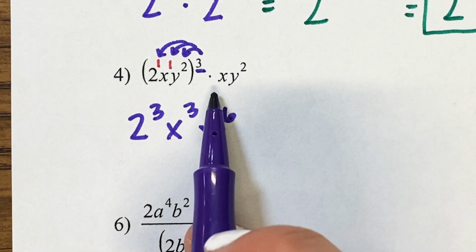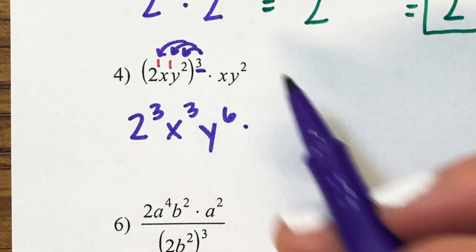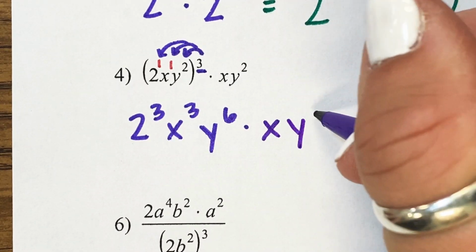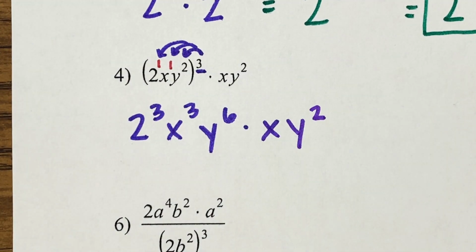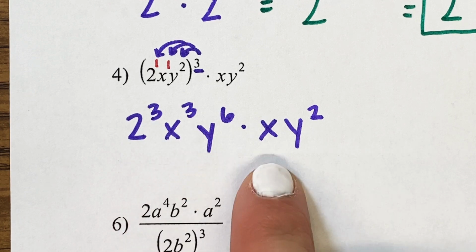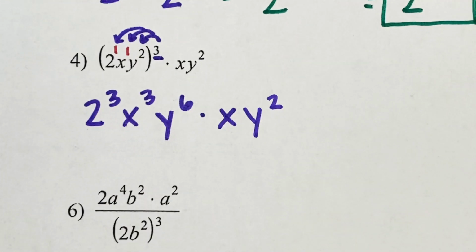Okay, and now it's just being multiplied by what's left. We don't have to take this to a power, right? We don't see any parentheses. So we just have x and y squared. Okay, so now I see a base of 2, I see a couple x's, and I see a couple y's. So we need to combine these, simplify them somehow.